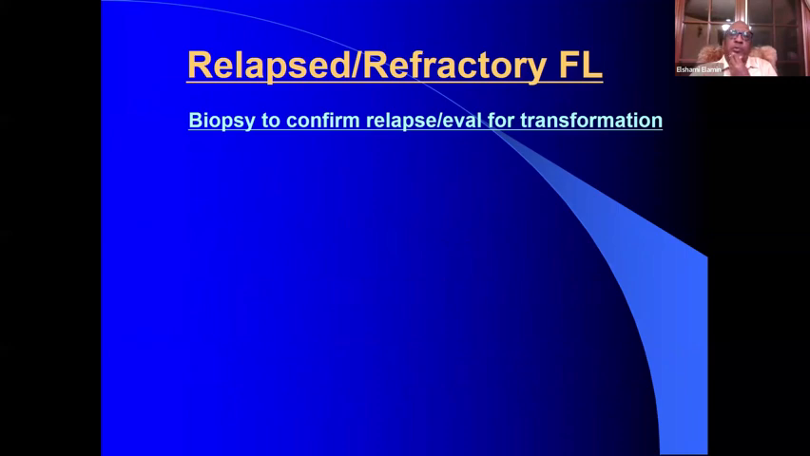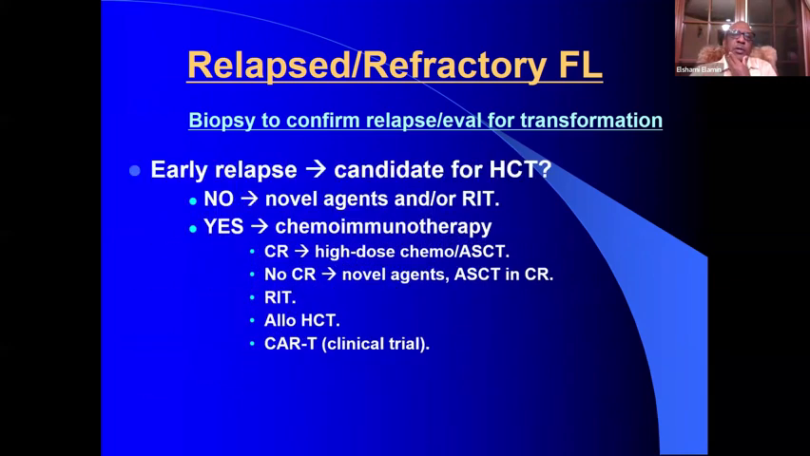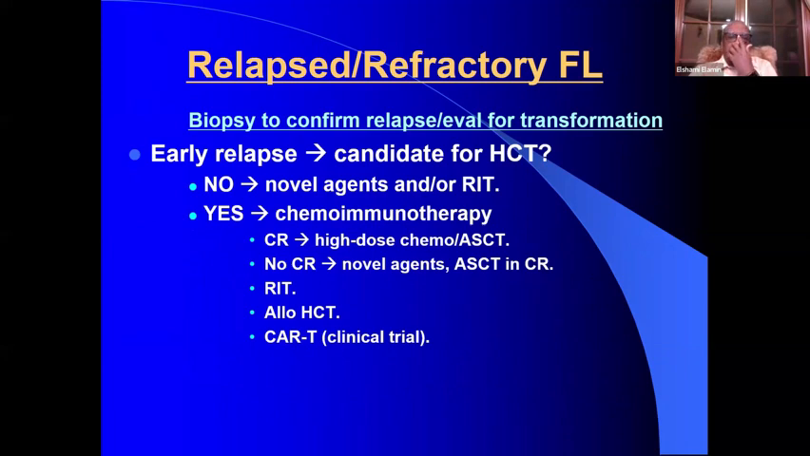What about relapsed or refractory follicular lymphoma? Whenever there is a relapse or refractory, especially rapid progression, we recommend to do a biopsy to confirm the relapse, of course, and evaluate for possible transformation to aggressive lymphoma. For early relapse, less than a year, we need to determine if the patient is a candidate for stem cell transplant or not. If not, we use novel agents or radiation. But if eligible for transplant, we offer chemoimmunotherapy.